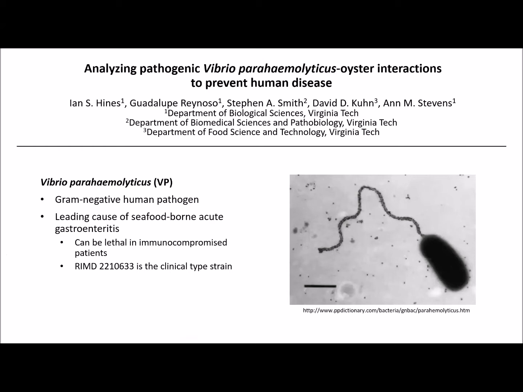I'm a PhD candidate in Dr. Ann Stevens' lab at Virginia Tech, and I want to give you a talk about one of my projects today, and that is analyzing pathogenic Vibrio parahaemolyticus and oyster interactions in order to prevent human disease.